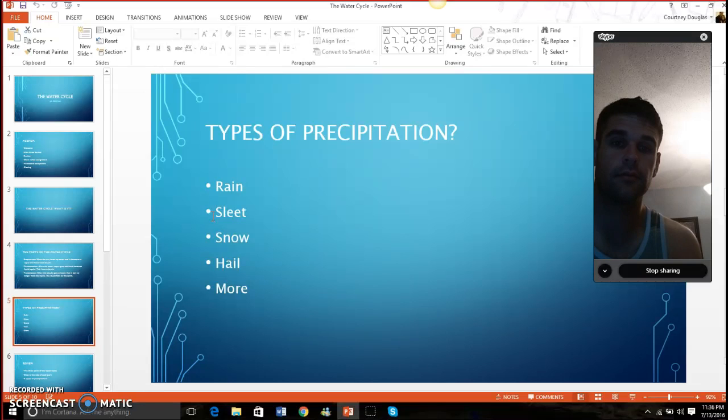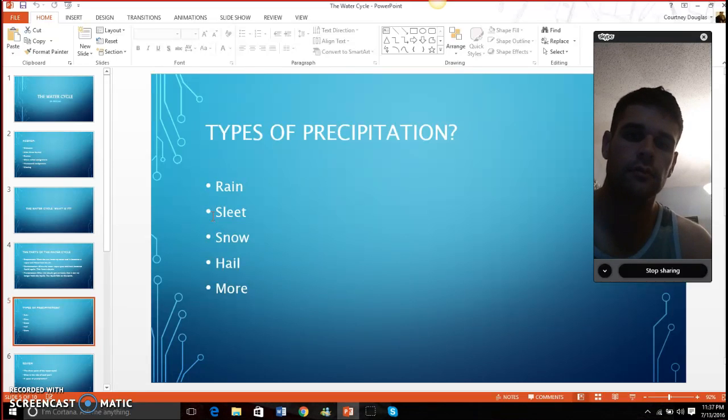Sleet is kind of a cross between rain and snow. It's not really snowing, but it's not really raining. It's just kind of wet, nasty, watery. Pretty much. Okay. What about snow? Snow is when it's really cold outside, so water freezes as it falls from the cloud.